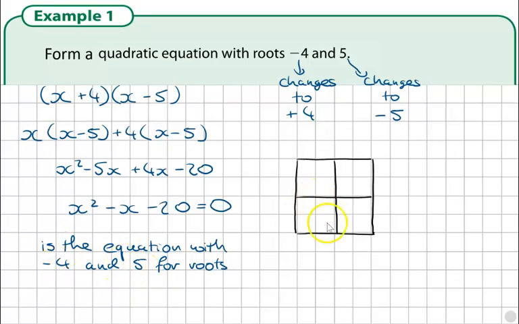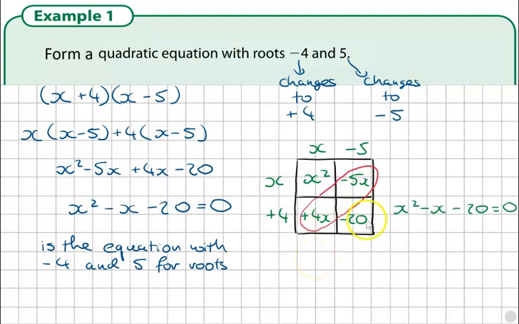Or we can use the array or the box method. So we have x plus 4 down one side and x minus 5 down the other side. X by x gives us x squared. X by 4 gives us 4x, x by minus 5 gives us minus 5x, and 4 by minus 5 is minus 20. Then the 4x and the minus 5x will simplify to give minus 1x or minus x. So again, we have x squared minus x minus 20 is equal to 0.